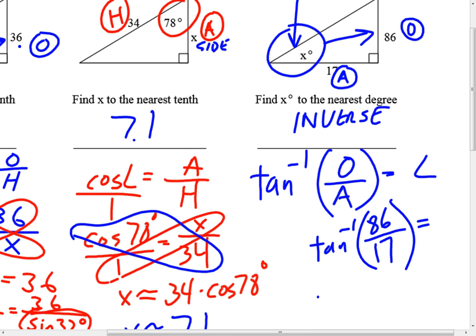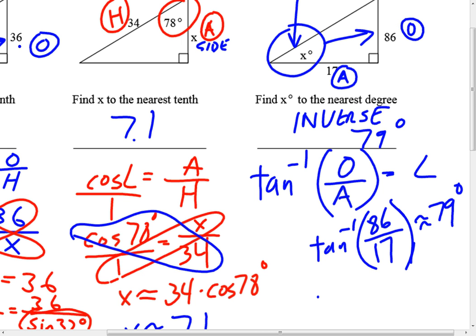Second function, tangent this time. 86 divided by 17. Close, always get in the habit of closing your parentheses. And we want it to the nearest degree. What's our angle? Which is 79 to the nearest degree. 79 degrees.